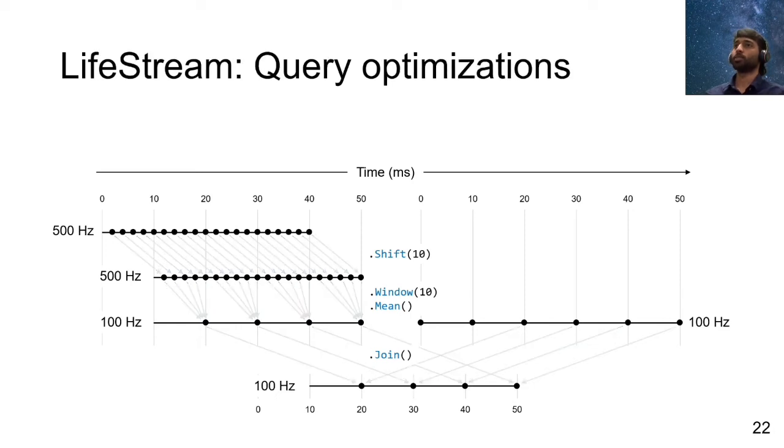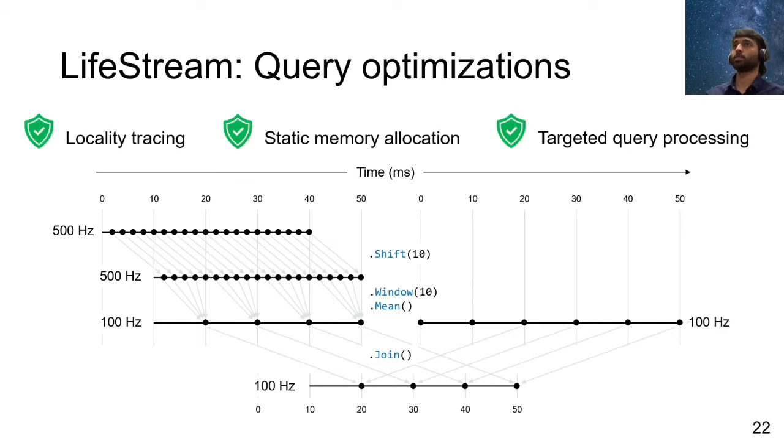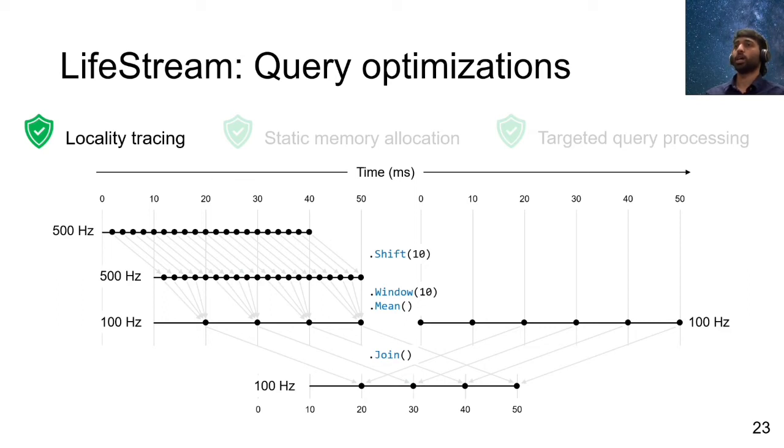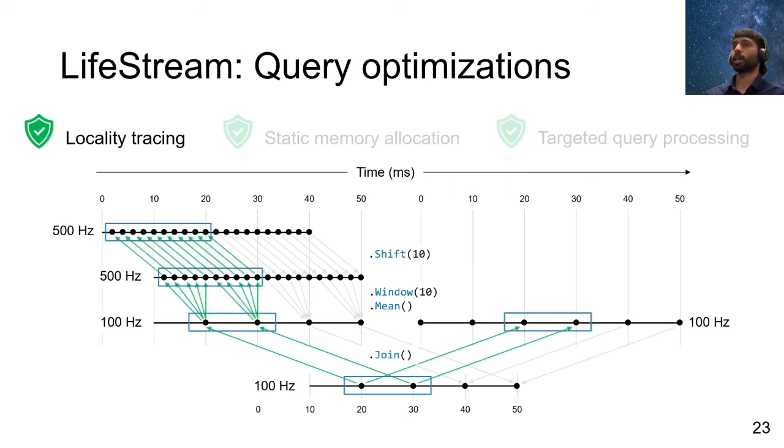LifeStream uses this property to propose 3 query optimizations, namely locality tracing, static memory allocation, and targeted query processing. Let's start with the first one. Instead of executing the query on arbitrary sized batches of events, LifeStream uses a method called locality tracing to identify the right granularity for each operation in the pipeline, such that the end-to-end locality is maximized. For any given sequence of events in the final output stream, LifeStream follows the linear mapping to identify the corresponding parent intervals of events. These intervals define the granularity of each of those operations.